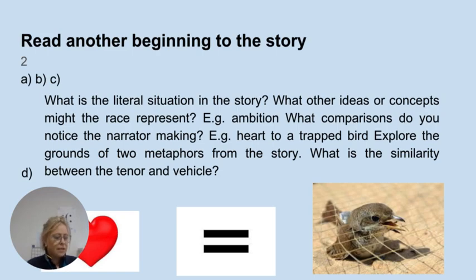The first one is that life is a seemingly endless highway stretching before us, a ribbon of asphalt unwinding towards a distant horizon. So the tenor of this would be life, and the vehicle would be a seemingly endless highway. So, what are the similarities then between life and a seemingly endless highway? Well, they both seem endless and quite long.